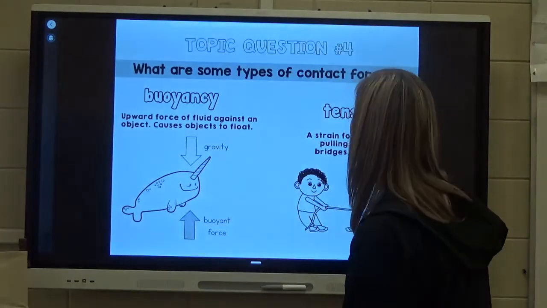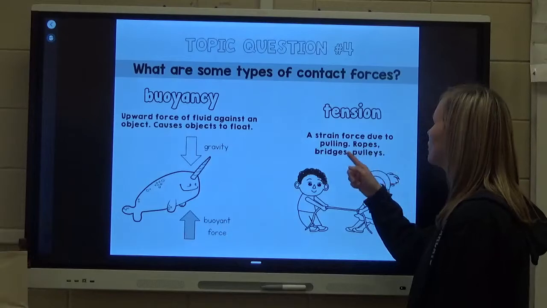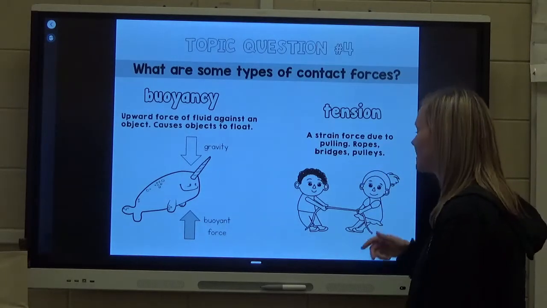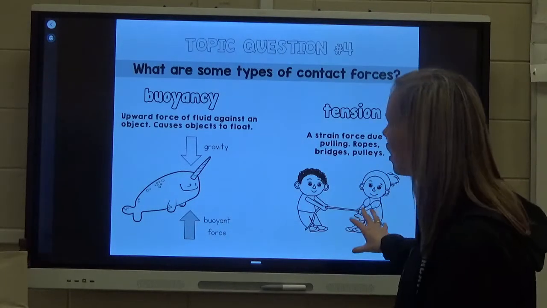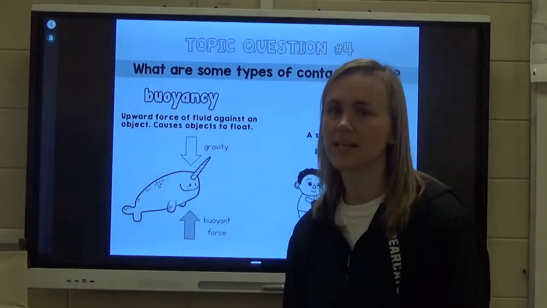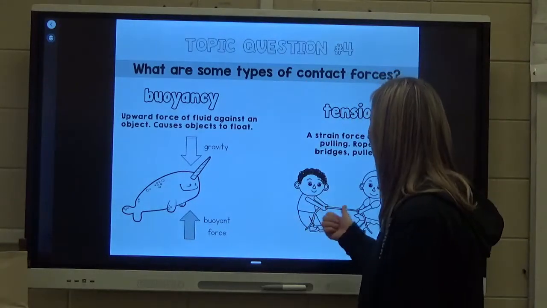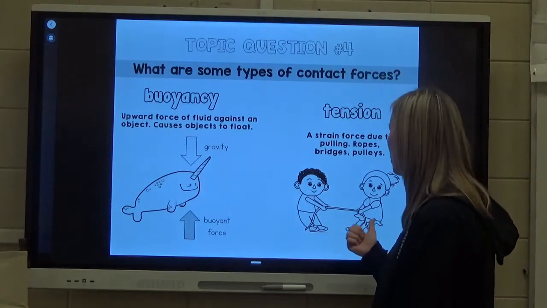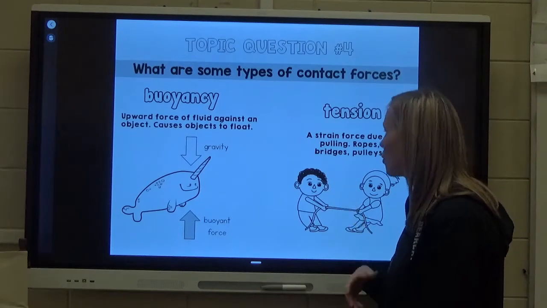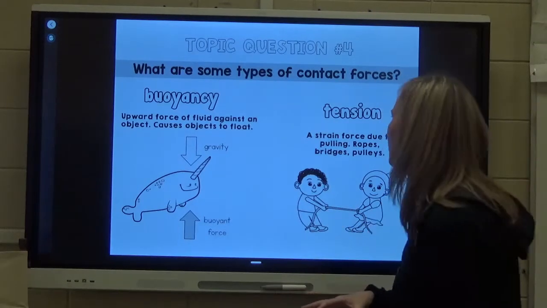Tension, a strain or force due to pulling. Ropes, bridges, pulleys, and that type of thing work on tension. You've heard of tension bridges and that type of thing. And so it is a force pulling on a rope or a pulley system, that type of thing.